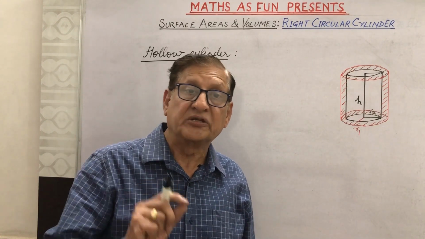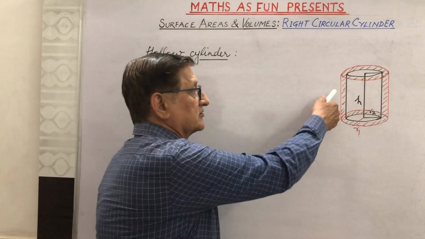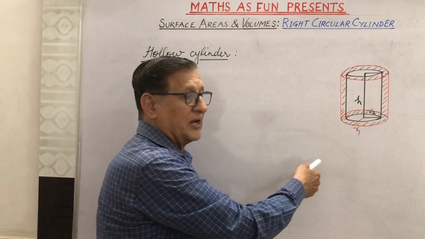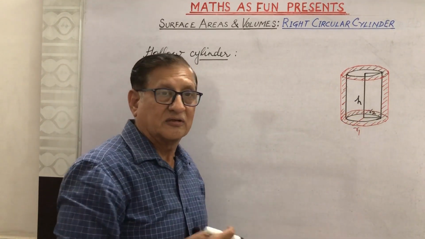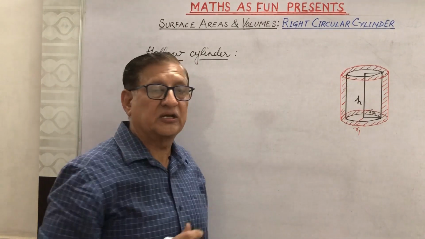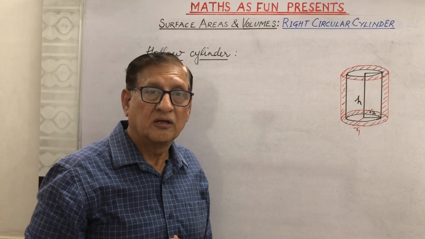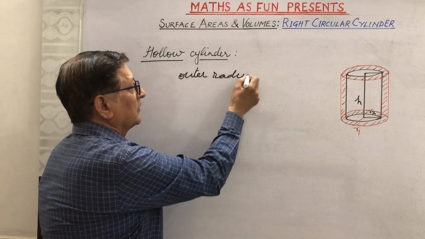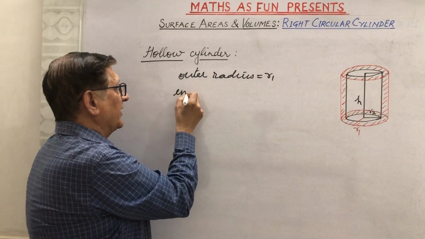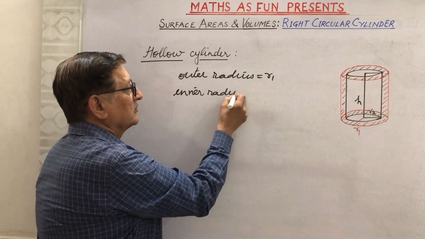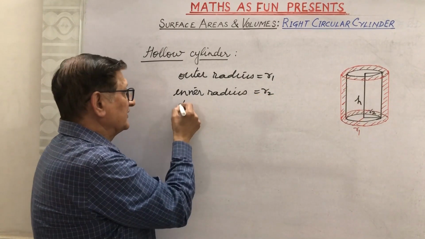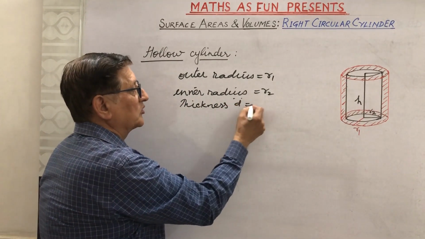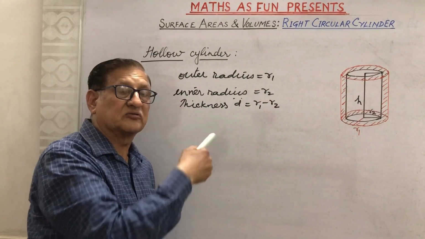If we have a hollow cylindrical vessel, or a cylindrical vessel made of some material or metal of thickness d, like this. Suppose the outer radius of this vessel is r1 and the inner radius is r2. Then this thickness will be equal to the difference of the radii. It means the thickness d will be equal to r1 minus r2.